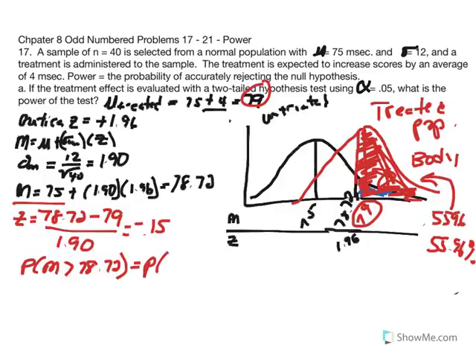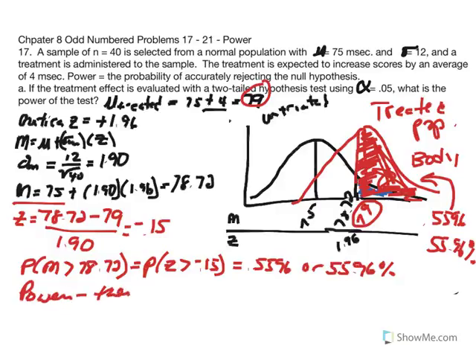So P is equal to the probability of a z value greater than negative 0.15, and we've concluded that's equal to 0.5596, or there's a 55.96% chance. Again, this is important. There's a 55.96% chance that if we randomly selected a sample of 40 individuals from the treated population, their sample average would be greater than 78.72. And that's important because we established that 78.72 was the minimum value needed to reject the null. So this proportion that we just found signifies the power.